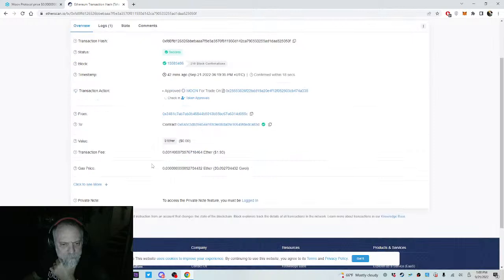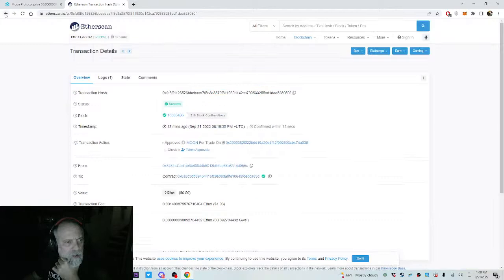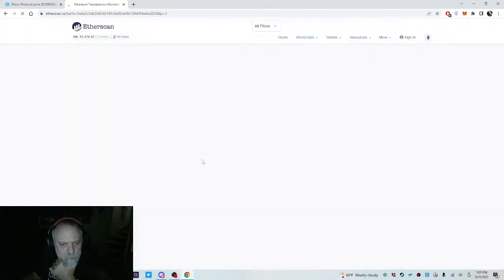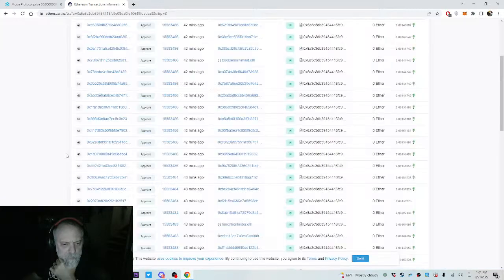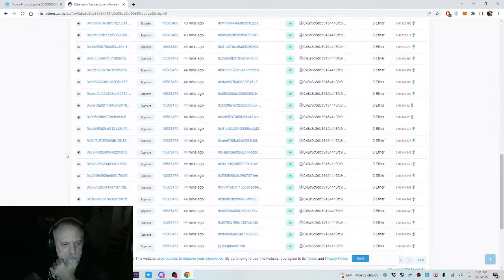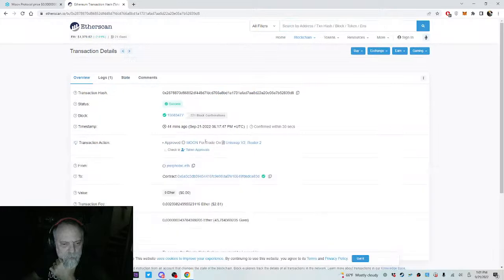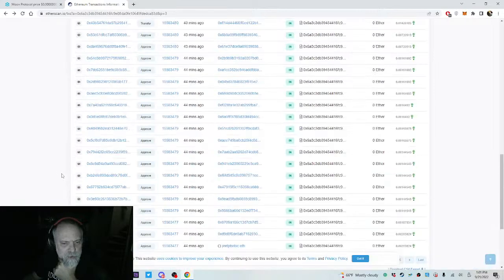Yep, 193 transaction fee. Token approval. All of these are token approvals. Wow. Yep, every single one of these is a token approval. This one's for $2.81, so it's more than $2. Or maybe this is just these people trying to get token approval.